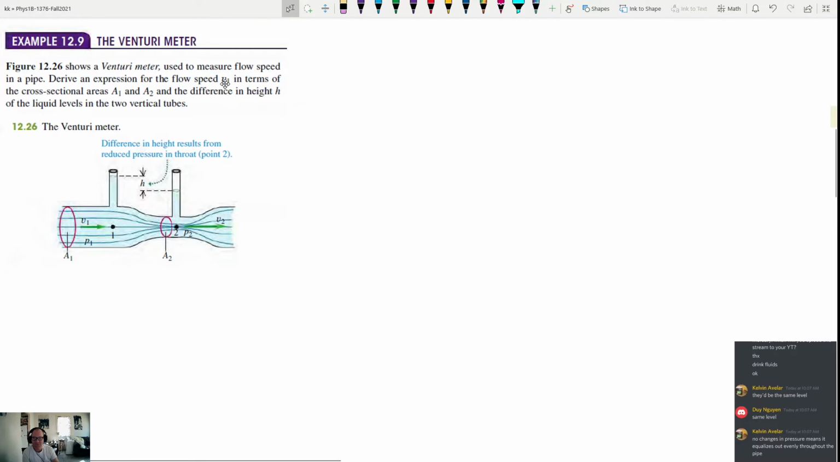So we're supposed to find the flow speed V1 in terms of the cross-sectional areas, A1 and A2, and the difference in height in this particular case. So let's do that. We already have an area here and an area here and two different velocities, right? So one of the first things we can do, just like in the last problem, is to use the continuity equation.